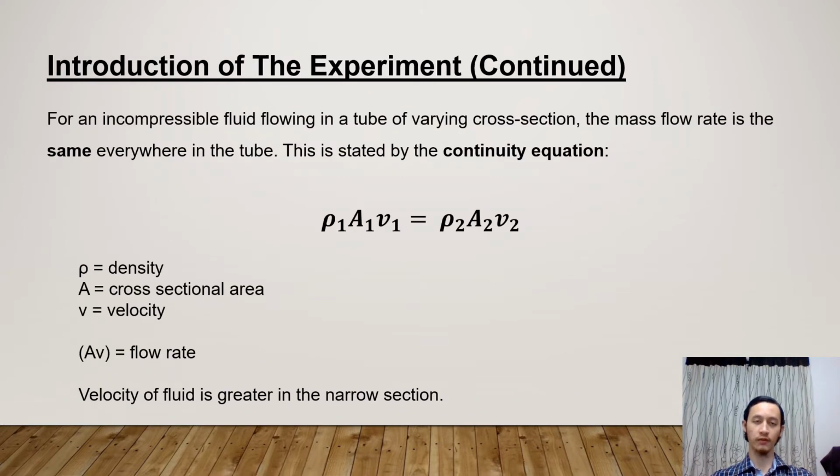For an incompressible fluid flowing in a tube of varying cross-section, the mass flow rate is the same everywhere in the tube. This is stated by the continuity equation, whereby AV is the flow rate. Velocity of fluid is greater in the narrow section.